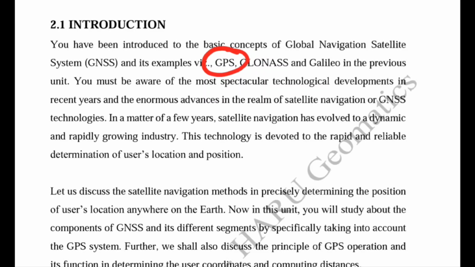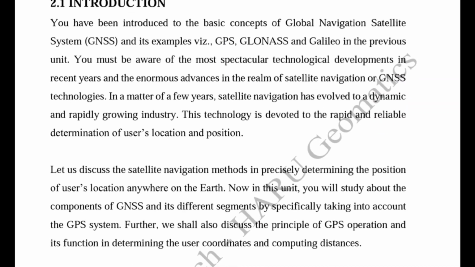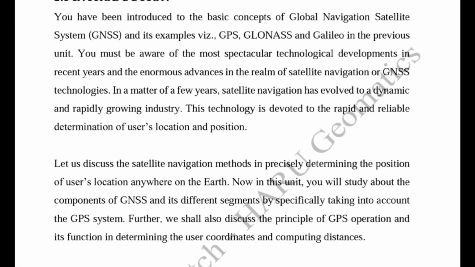GPS is the Global Positioning System and it was developed by the US. In parallel, GLONASS was also developed along with the GPS, and they cover the globe, means any point on the earth surface can be navigated with the help of GPS or GLONASS. Similarly, Galileo is developed by Europe, and we know that there is a spectacular technology development in GNSS, which is very reliable and very rapid for the determination of the user's location or position.